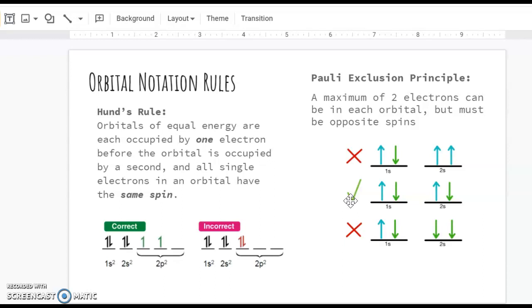The second rule we have is the Pauli exclusion principle. A maximum of 2 electrons can be in each orbital. So each line holds 2, but they have to have opposite spins. You see these are going in opposite directions. This one is correct, this would be incorrect. The second one should be facing down. The middle here is correct. The third is incorrect. So you have to have opposite spins, or opposite directions of where the electrons are going. So we're going to go ahead and practice on some orbital notations.